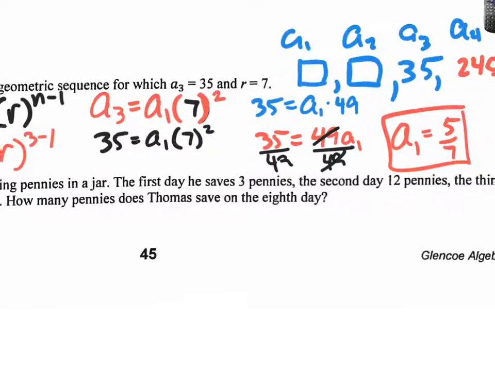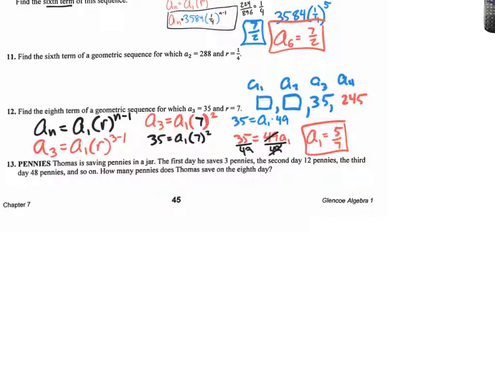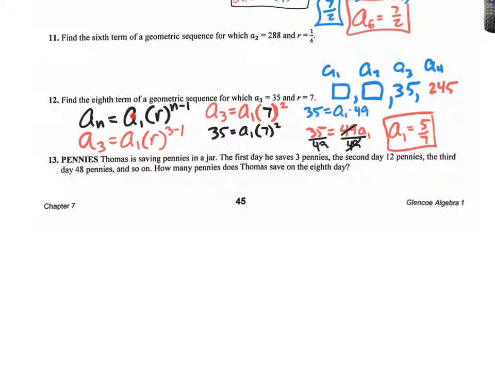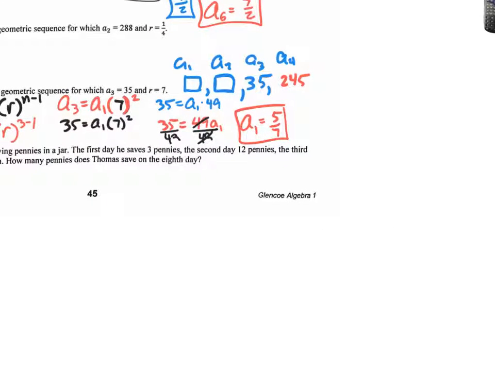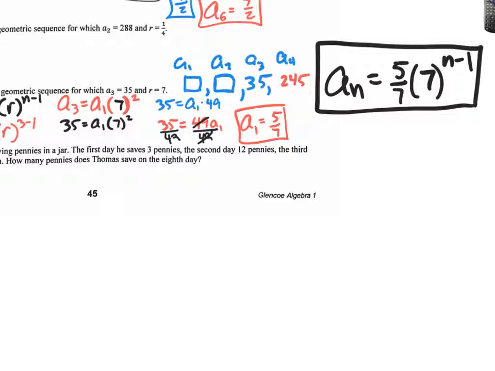Now, we found the a sub 1 term. And now we really do have the a sub 1. We have the common ratio that was given to us. And that's all we need to make the formula. So a sub n equals a sub 1, 5/7, times the common ratio, which we said was 7, to the power of n minus 1. This is the machine that will produce the original list, even though there is no list. If you wanted to make the list, you could plug in 1 right there. It'll give you your first term, 5/7. You could plug in 2, and it'll give you the next term. Plug in 3, it'll give you 35.